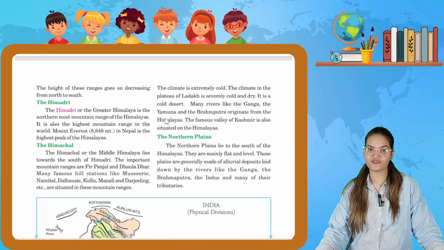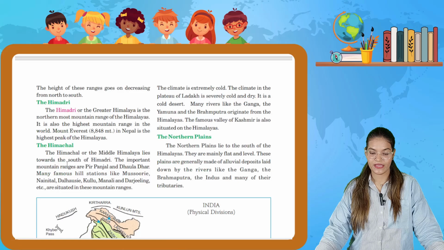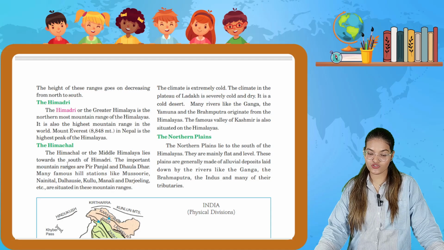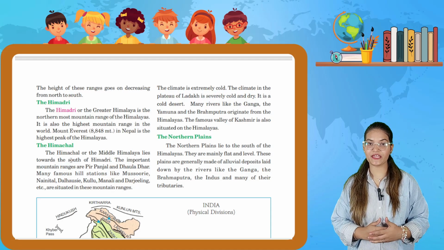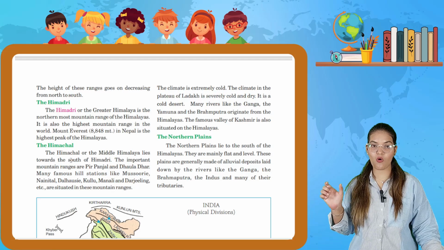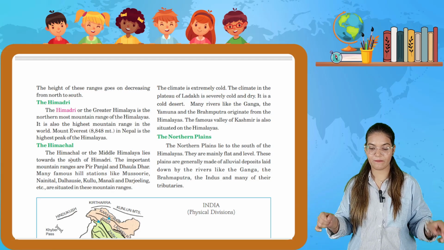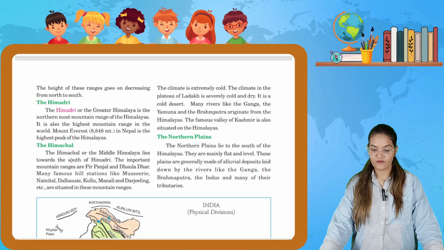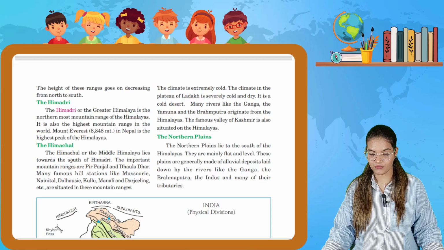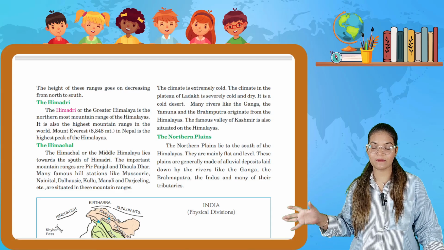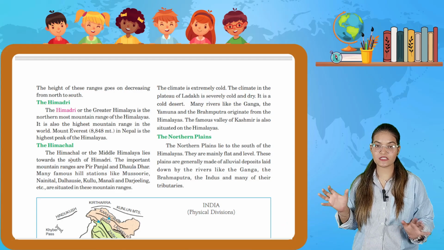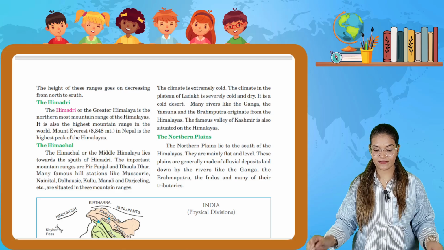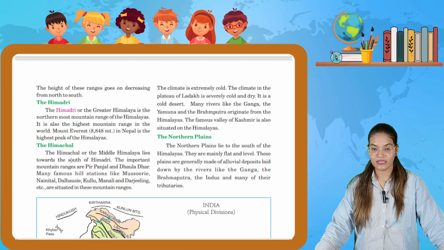The climate is extremely cold. The climate in the plateau of Ladakh is severely cold and dry. It is a cold desert. Many rivers like the Ganga, the Yamuna, the Brahmaputra originate from the Himalayas. The famous valley of Kashmir is also situated in the Himalayas. Got my point? Now move to the next part, the northern plains.